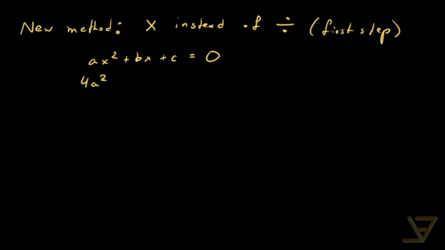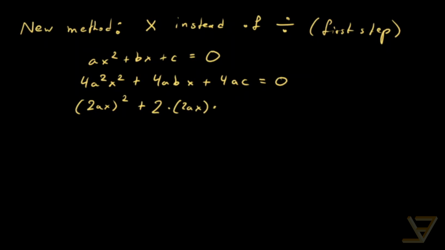So we get 4a squared x squared plus 4ab x plus 4ac is equal to 0. And we're going to write the first term as 2ax squared and the second term as 2 times 2ax times b plus 4ac is equal to 0. And now it should be clear that what we're going to do is that we're going to insert a b squared in here.